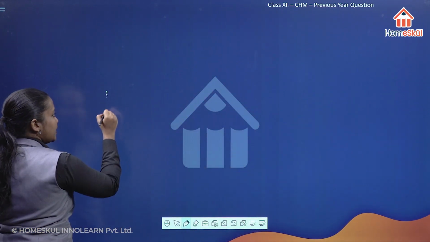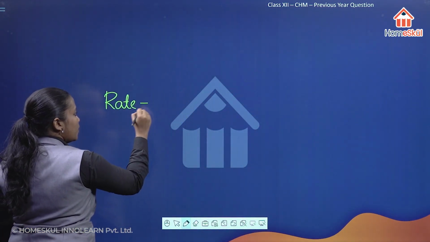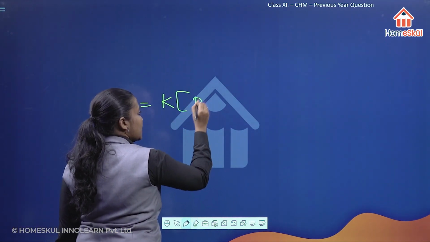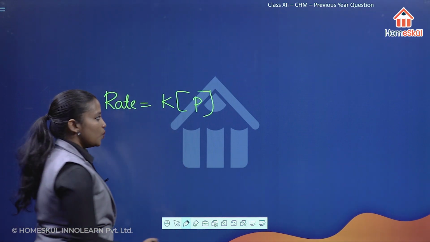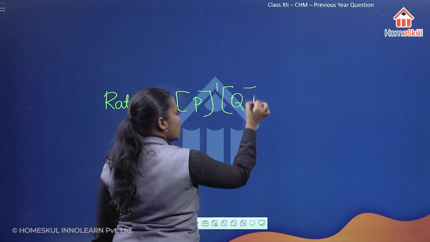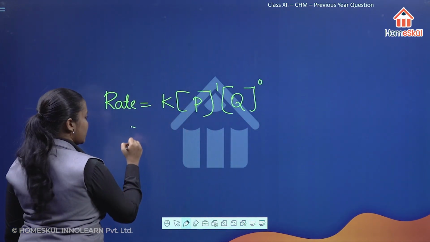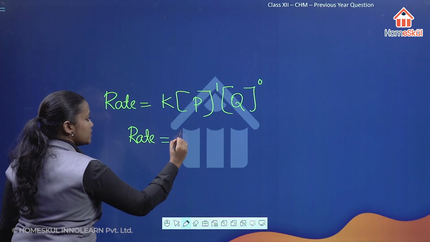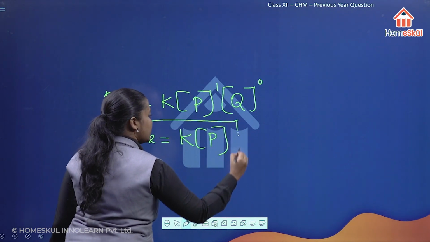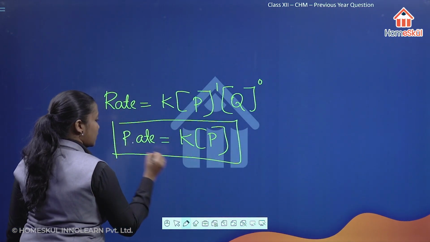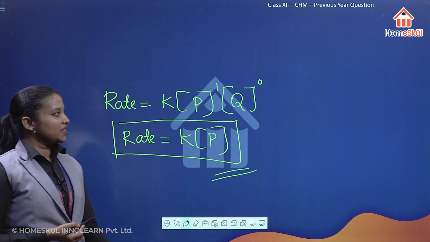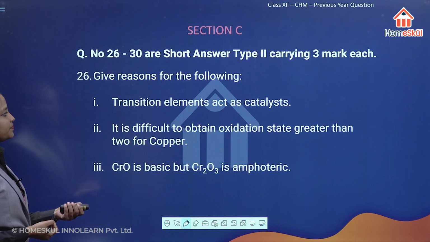So the rate equation, rate is equal to k into concentration of P raised to x, that is 1, and that of Q raised to 0, right? So the equation can be written as rate is equal to k[P]. This is the rate law expression for the equation.